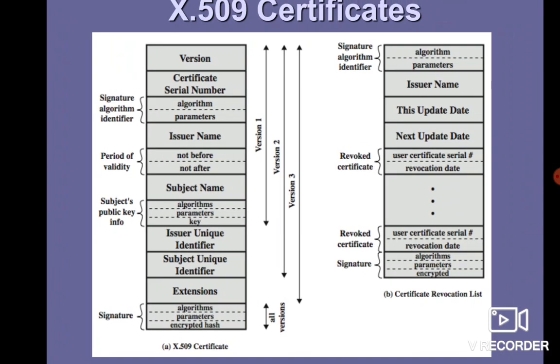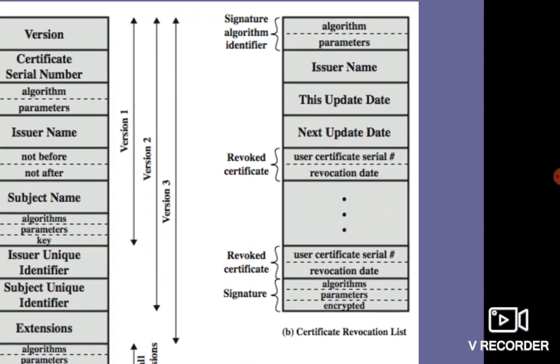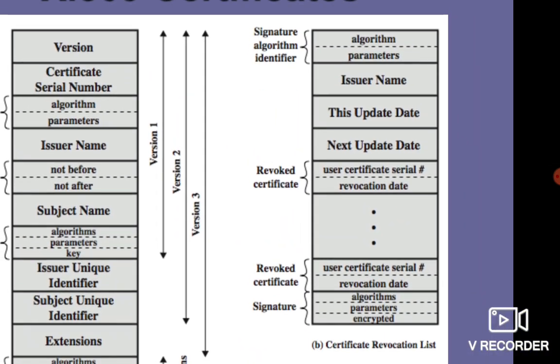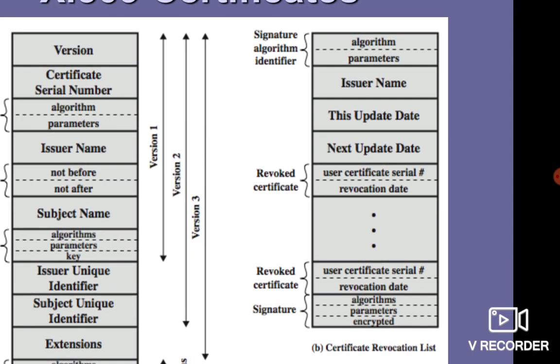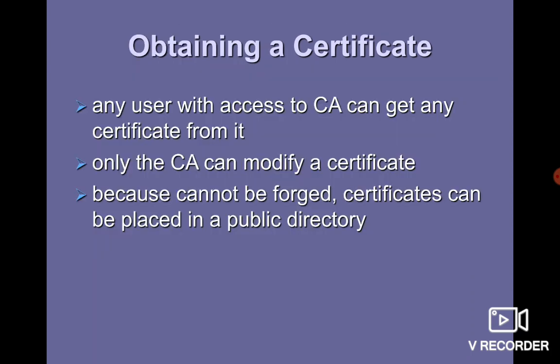So this is the X.509 certificate format, and this one is the certificate revocation list. Whenever a certificate is revoked, you have to add some fields in the certificate revocation list. These are the signature algorithm identifier, issuer name, the current update date, the next update date, that is when we have to update the list next time, and then the revoked certificates. Like that you can add many revoked certificates. Finally it is concluded with the signature.